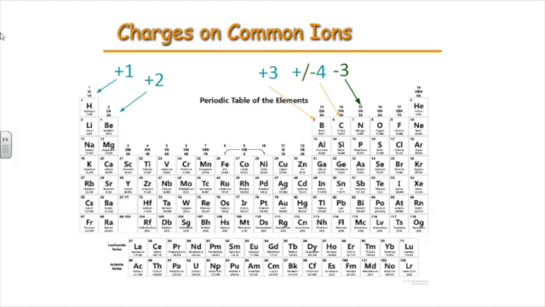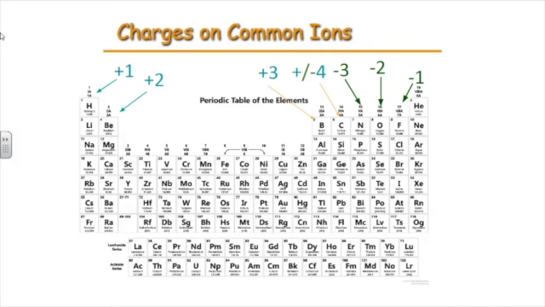Okay, the next column with nitrogen, phosphorus, arsenic, antimony, bismuth, and all the way down to the bottom, they have a -3 charge. So now instead of having positive charges, they have a negative charge. The next column will have a -2 charge, which is your oxygens, sulfur, selenium, tellurium, all that stuff, -2 charge. Then the fluorine, chlorine, bromine, iodine, all those have a -1 charge.